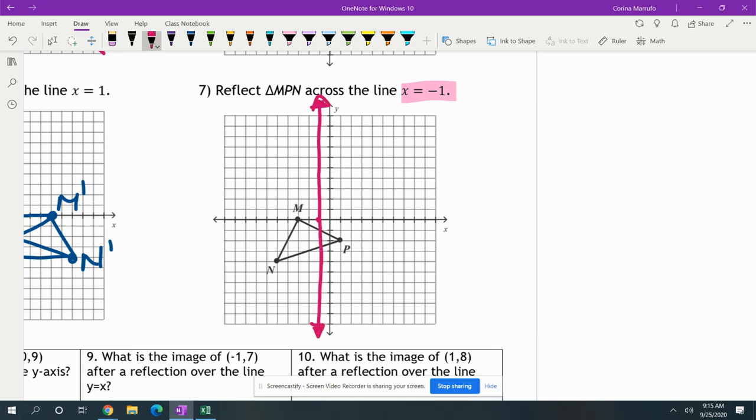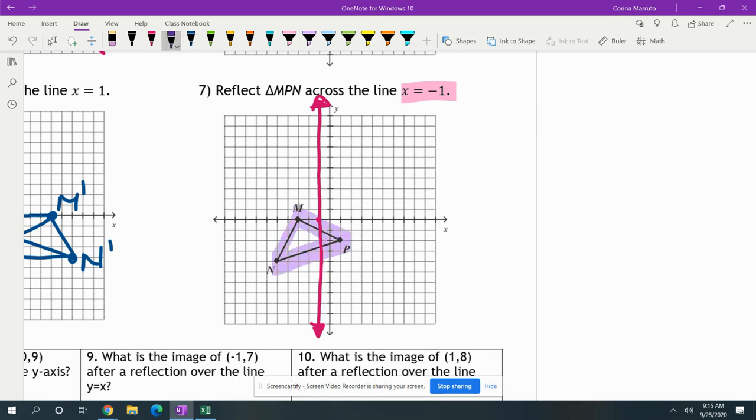Now, when you're doing this, if you end up going this way, you make it on top of the x-axis. That's not what you want. If not, they would have said across the x-axis. You want the other direction, so just be careful with that. And so we're going to take this triangle and reflect it across.